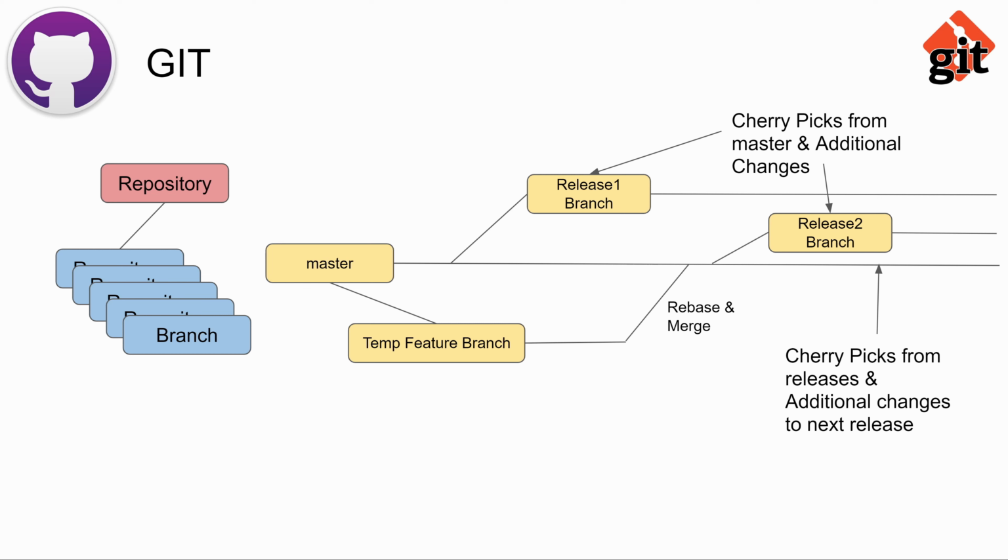You can pick a specific commit from either release 1 branch and put it in master branch, or pick it up from the master branch and push it into any other branch, like release 1 branch in this case, and then rebuild the software and then deliver it to customers.